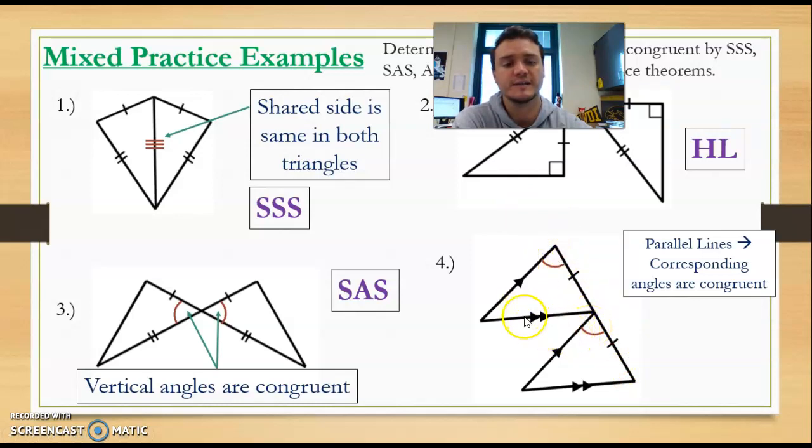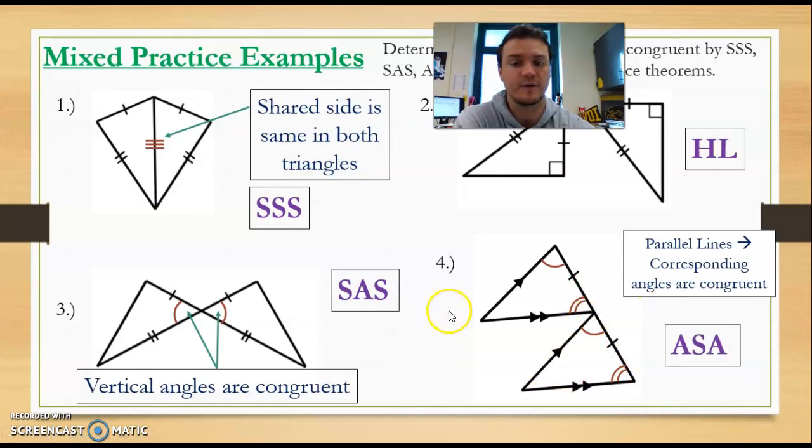And then also, because these lines that have the double arrows on there are also parallel, that would mean that these angles are also corresponding here. So we would be able to say that those two different angle pairs are congruent. So then we would have angle, side, angle congruence. So it would be ASA for that one. Again, if these weren't making sense, just rewind them and rewatch them because you should be able to kind of get the gist of basically just working through these examples.